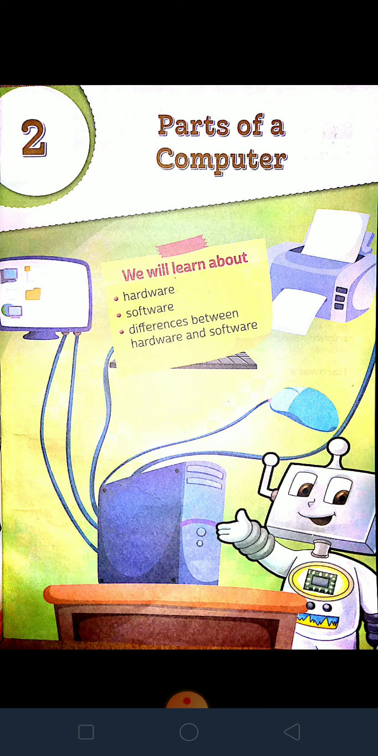So, children, we have completed our lesson 2, that is parts of a computer. What have we learned in this lesson? We have learned that a computer works with the help of two basic things. What are they? Hardware and software. And what is our hardware? Hardware refers to the parts of the computer that we can see and touch, such as the monitor, CPU, mouse, keyboard, printer. These all are our hardware.